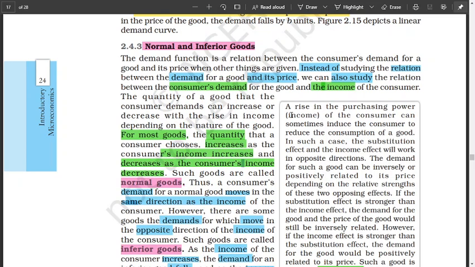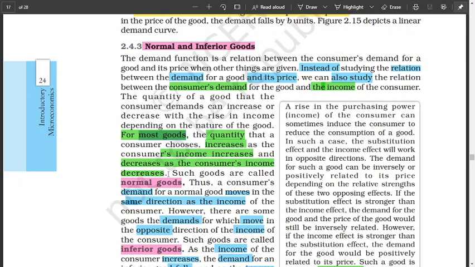Okay, so it's always the case for most goods that the quantity that we buy, the quantity that we choose, increases as consumers' income increases. Like I've said, you have more money, you tend to buy more things. And it decreases as the consumer's income decreases. You have less money, you buy less. You don't have money, how can you buy?